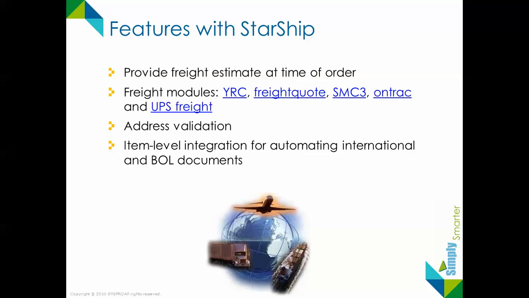It will also allow for item level integration so we can automate bill of lading and international documents. Do we have customs paperwork that needs to be filled out? And we'll have a lot of that already stored as part of Starship so we can automate that process.